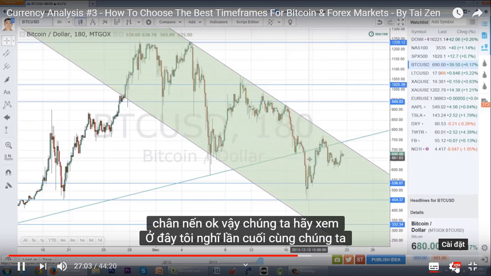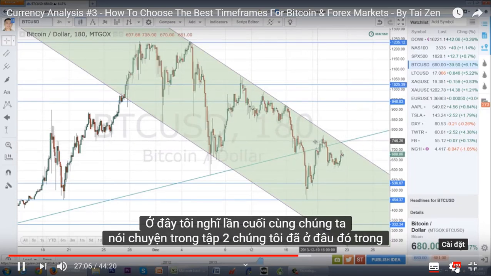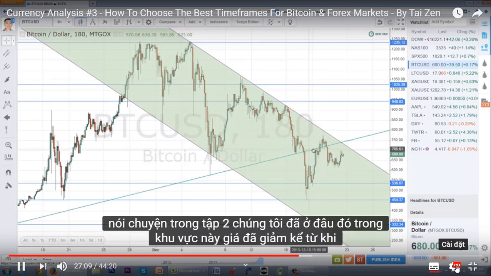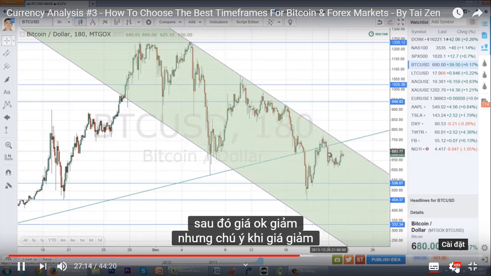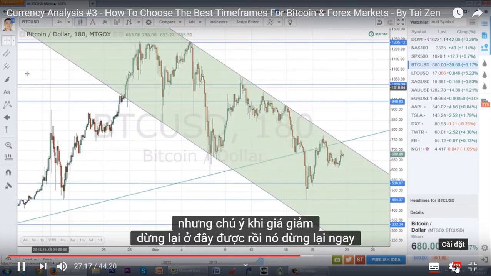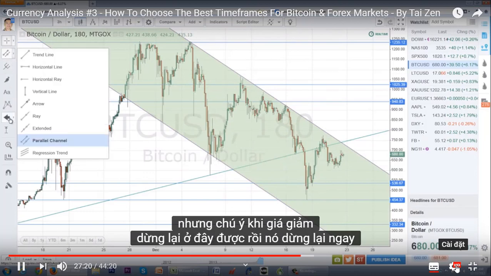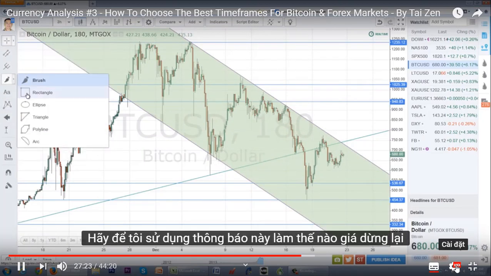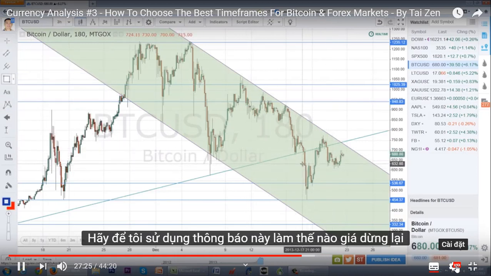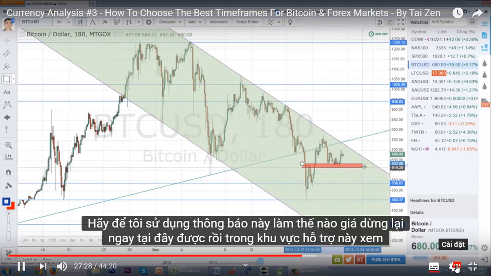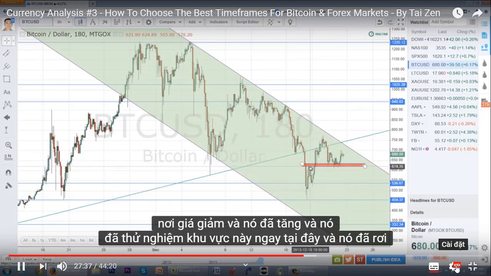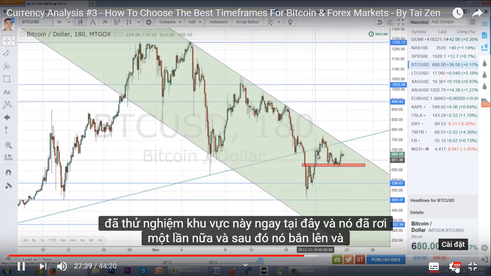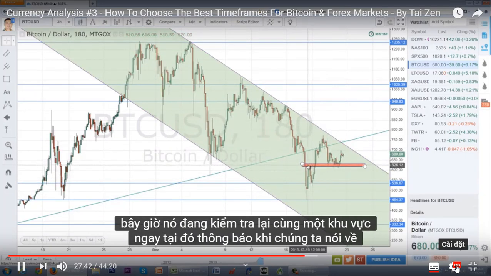I think the last time that we talked in episode 2, we were somewhere in this area here. Price has fallen since then. But notice how when price fell, it stopped right here, in this support area. See where price fell and it came up and it tested this area right here and it fell again and then it shot up through and now it's retesting that same area right there.